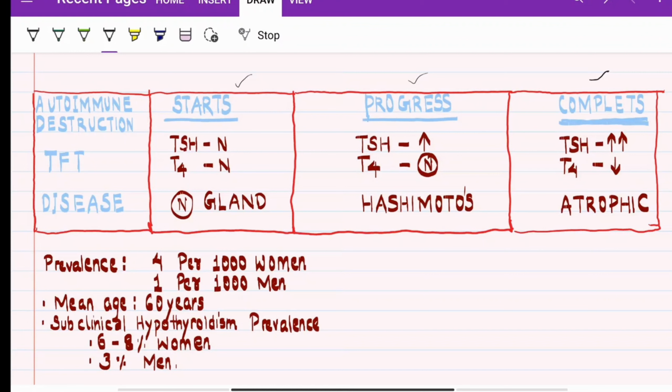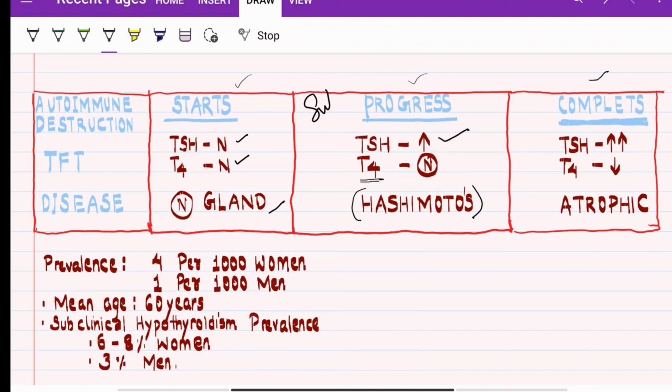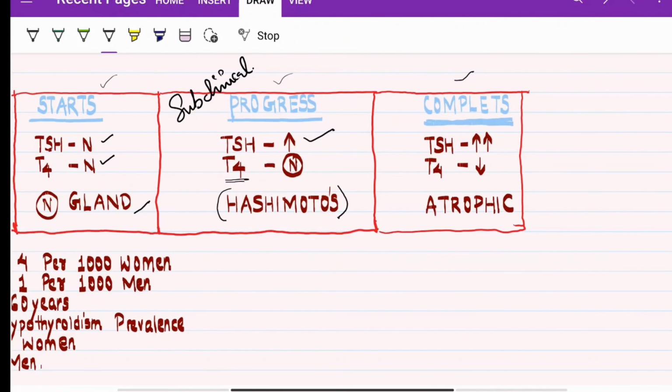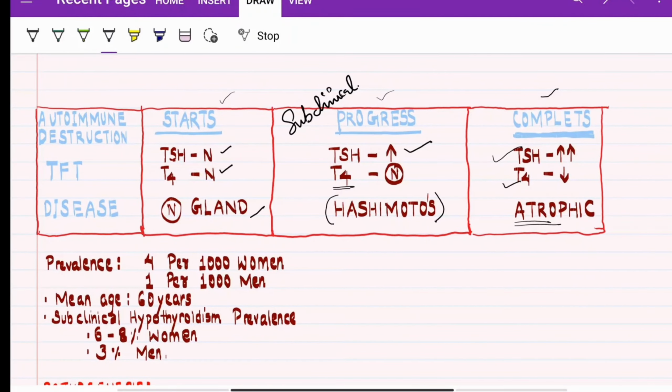During the starting stage, there will be normal TSH and normal T4, so that is a normal gland. When it progresses to the second stage, that is Hashimoto's thyroiditis, the TSH will be high. That high TSH will be able to maintain the normal thyroid hormone, so the T4 will be normal. It is also called subclinical because there is not much clinical presentation of symptoms. When it completes, the thyroid hormone production is very low, so by negative feedback the TSH will be high, and that is atrophic. So we should understand this important table.